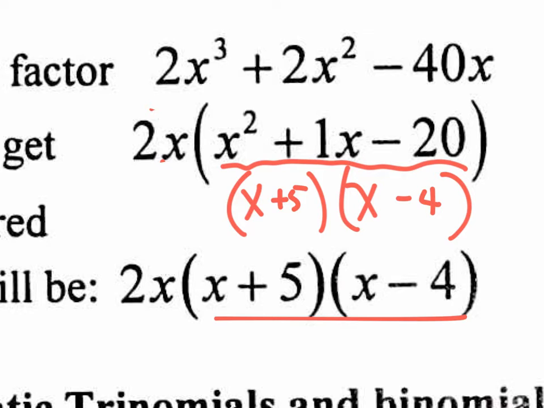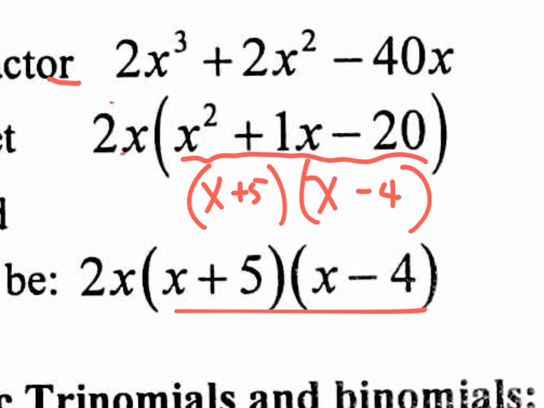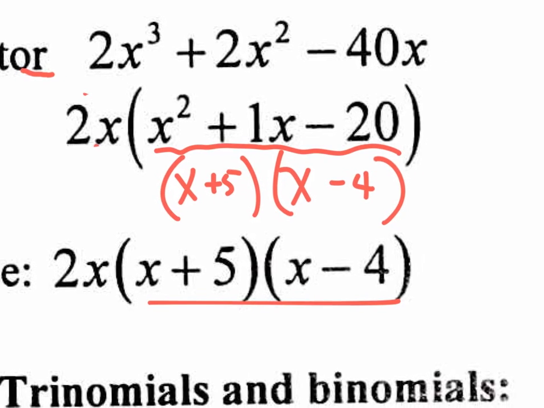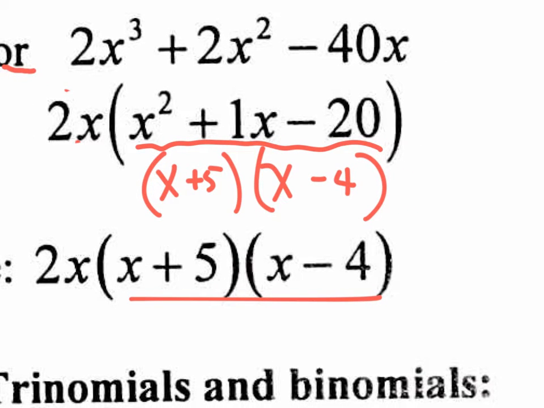Well, let's just pretend that this original expression, this cubic trinomial up here, this 2x to the third plus 2x minus 40x, said equals 0 and they told you to solve. So before, it was just an expression, but if it has an equal sign and a number over here, then it's an equation that you could actually solve.